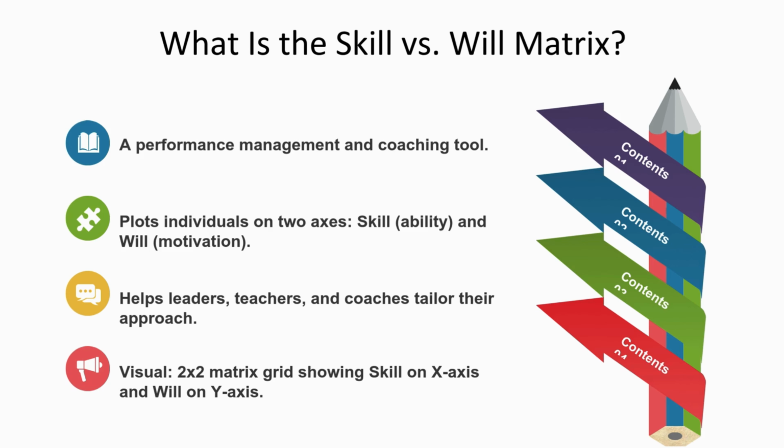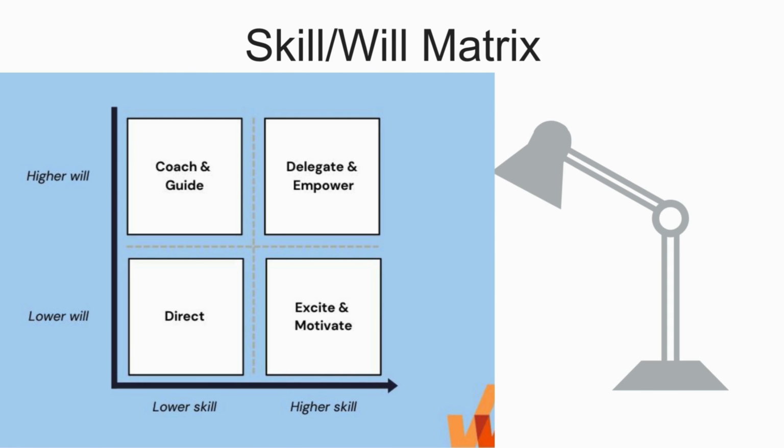So the matrix plots individuals on two axes. We look at their skill ability and their will motivation. This can be used to help teachers, leaders, and coaches tailor their approach to supporting the identified individual. So the skill axis is on the x-axis and the will axis is the y-axis. So I'm going to show you what that looks like.